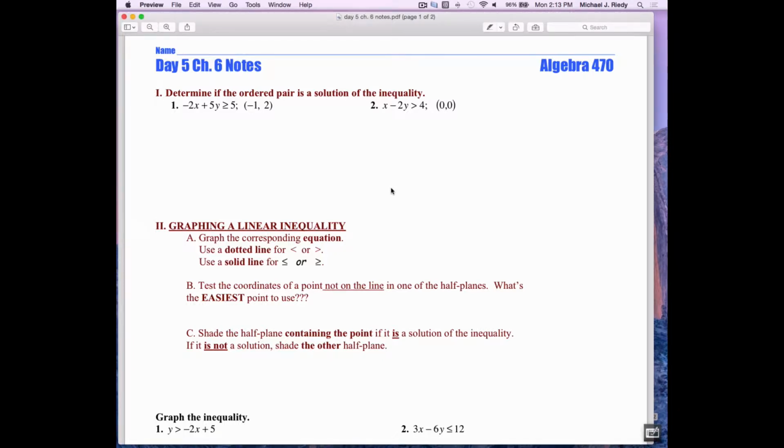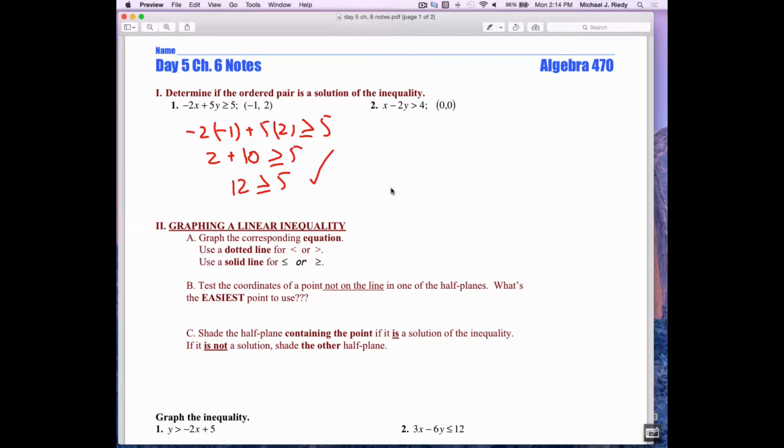Go ahead, Isaac. Alright, -2 times -1 plus 5 times 2 is greater than or equal to 5. Okay, so -2 times -1 is 2, because negative times negative is positive. She's right. 5 times 2 is 10. Is 12 greater than or equal to 5?